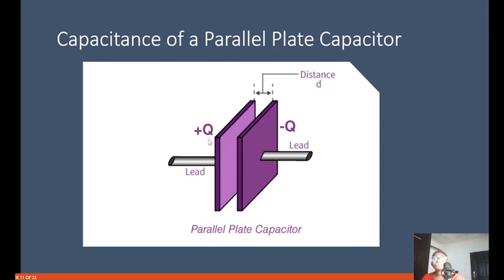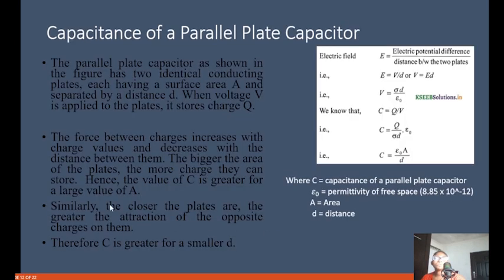And this is the capacitance of a parallel plate. You can see that this one is going to hold the positive charge. This one is the negative charge, and this is the distance, the dielectric, the separation. So this is the parallel plate capacitor. So now we are going to look at the capacitance of a parallel plate capacitor.